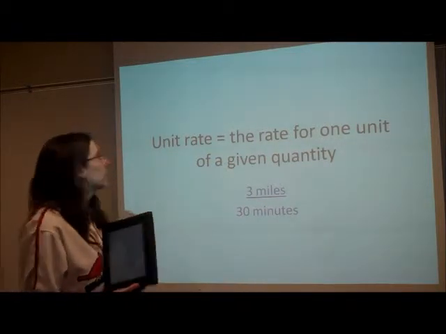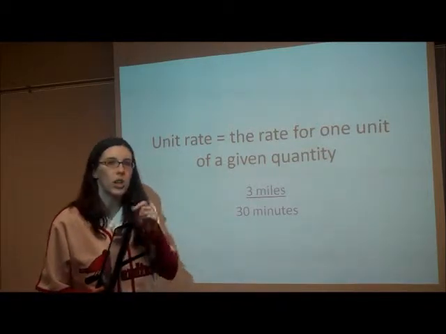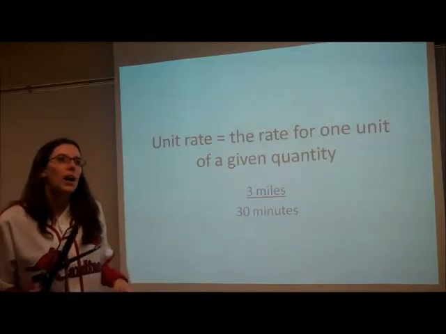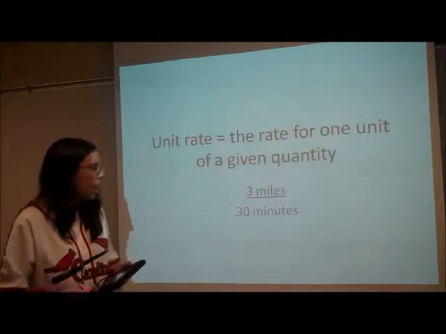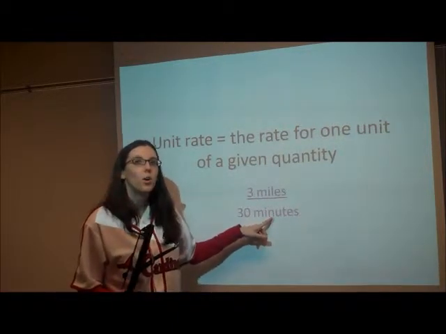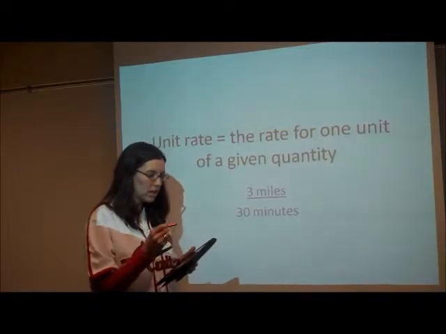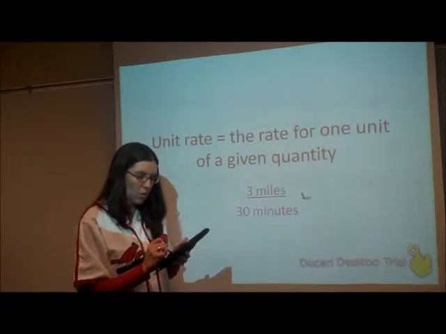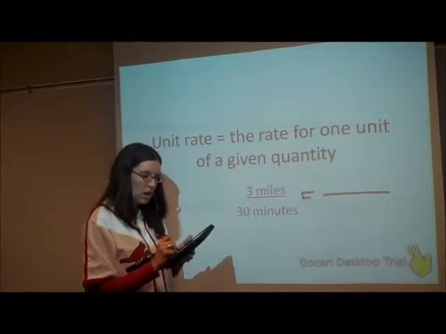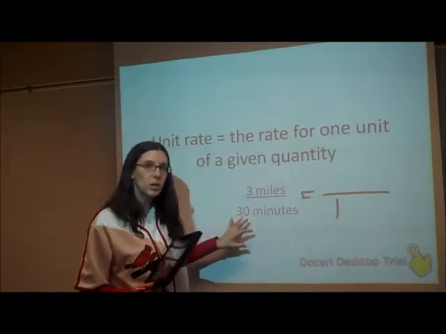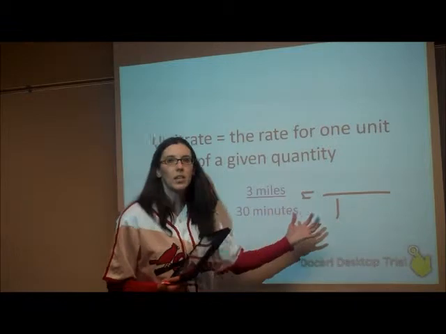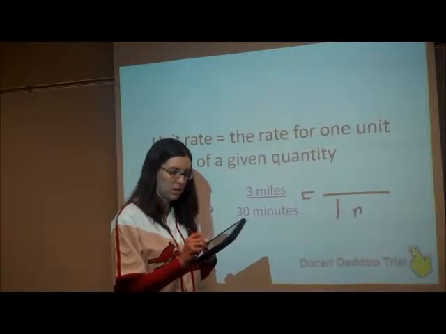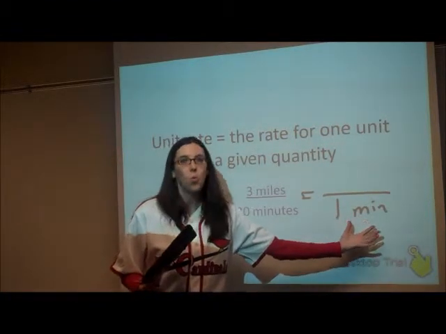A unit rate is the rate for one unit of a given quantity. So let's go back to our 3 miles in 30 minutes. I want to know with the unit rate how many miles I go in 1 minute. If I look at this as a fraction, I look at it as 3 over 30. With the unit rate, I'm wanting one of these numbers to be 1, usually the bottom one. So again, in this one, I'm wanting to know how far I can go in 1 minute, so I'm going to change this to 1 minute.